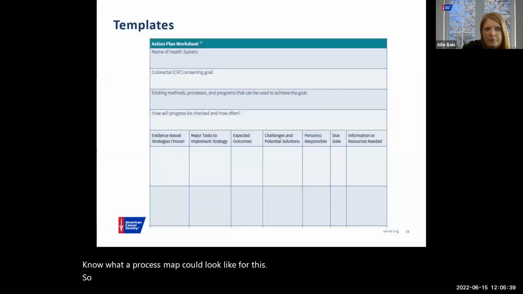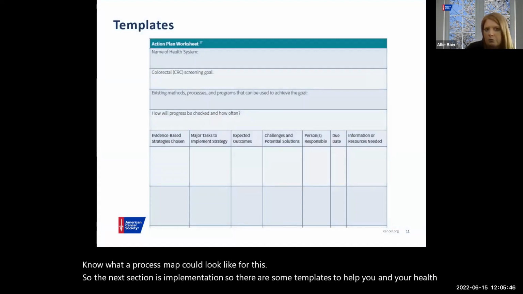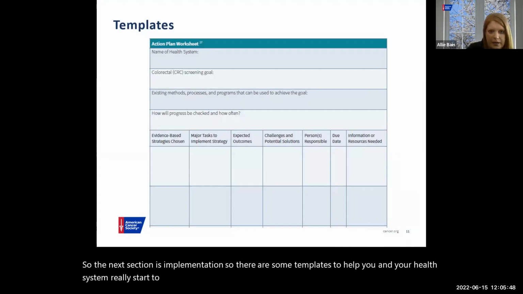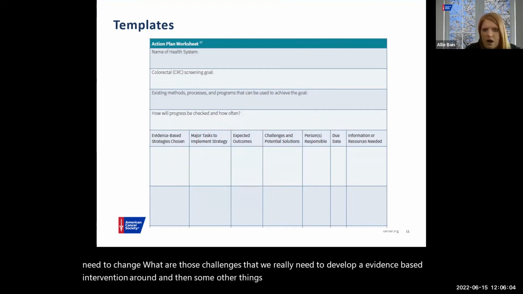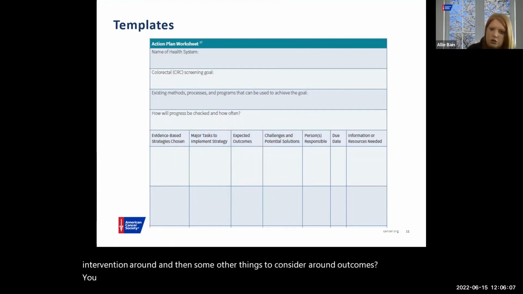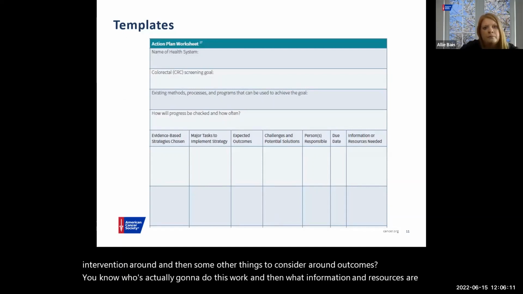So the next section is implementation. There are some templates to help your health system really start to create that action plan, to decide what is in place currently, what we need to change, and what challenges we really need to develop an evidence-based intervention around. And then some other things to consider around outcomes, who's actually going to do this work, and what information and resources are needed.